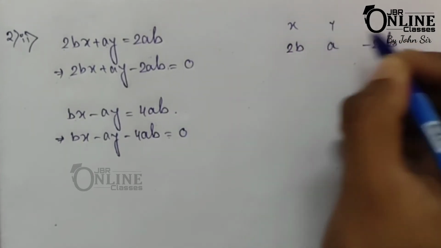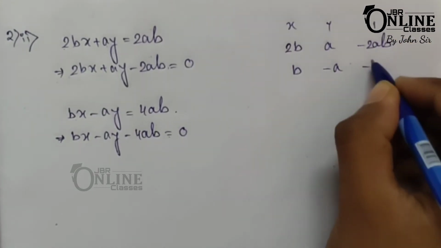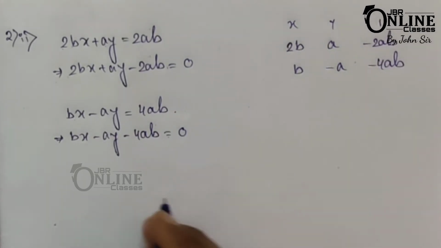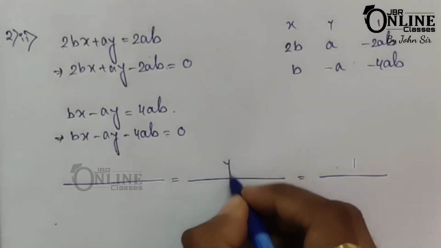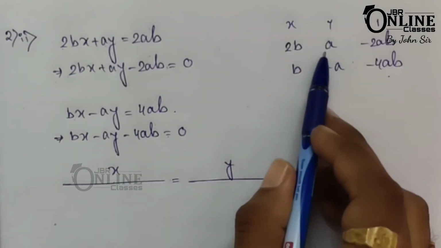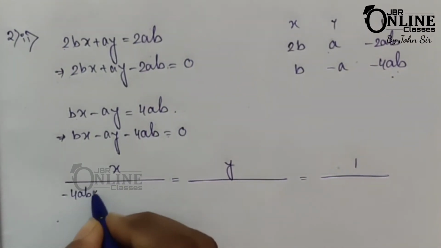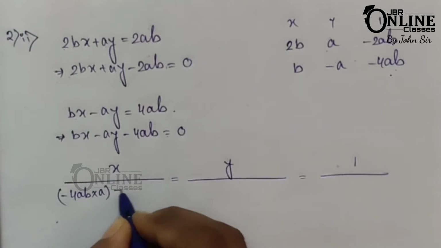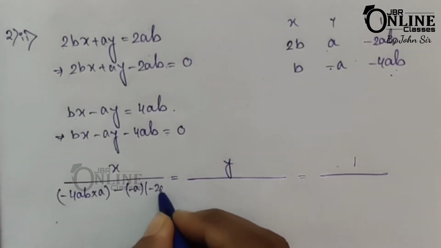It's x, y, and it's 1. And next one b minus a and minus 4ab. Okay, so again x, y, and 1, y, x. So for x, then from right to left, so minus 4ab into a, then minus a into minus 2b.